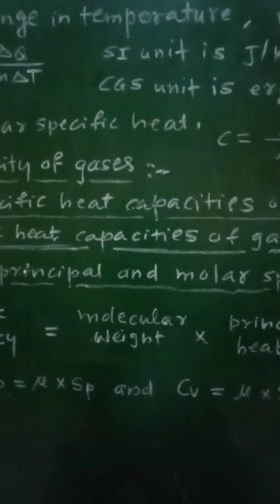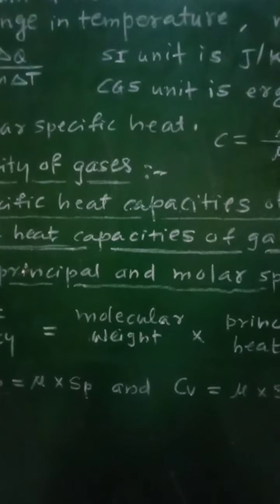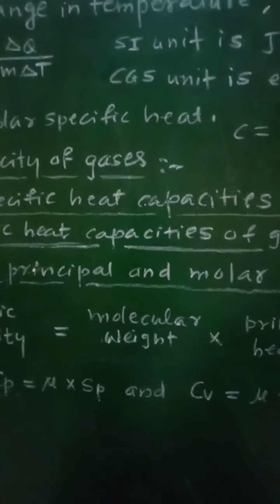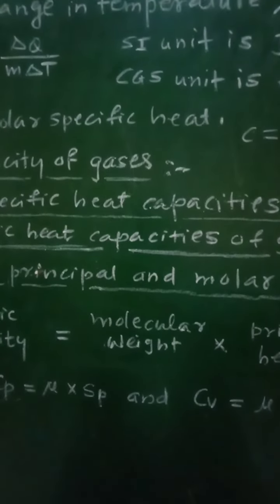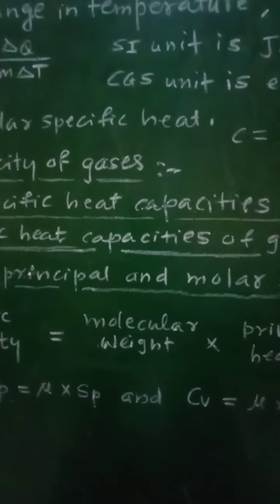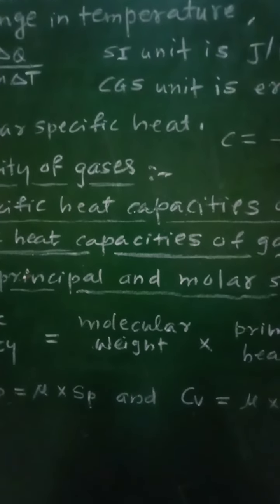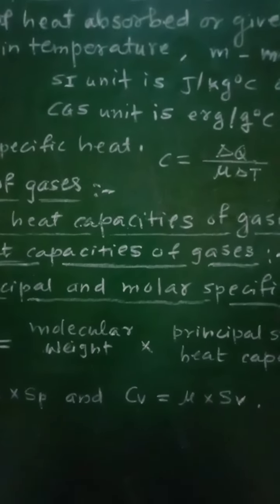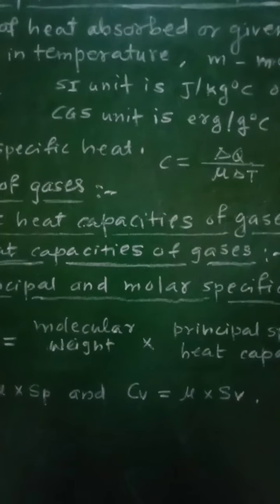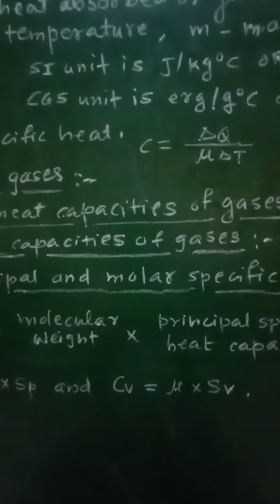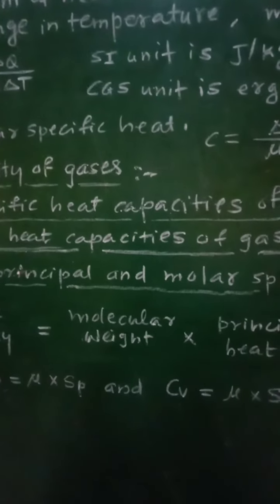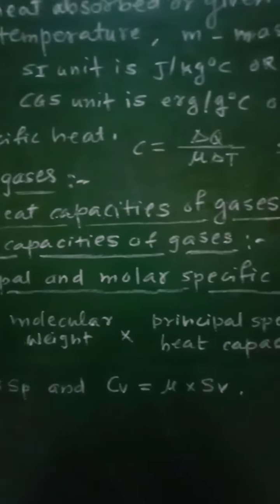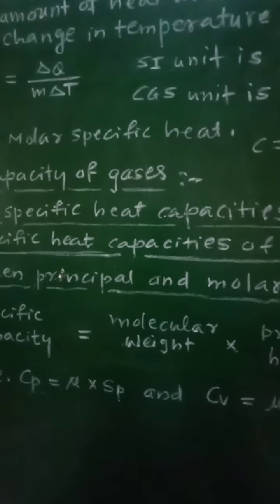On the other hand, the principal specific heat capacity of a gas at constant pressure, that is Sp, is defined as the quantity of heat absorbed or released for the rise or fall of temperature by unit mass of gas through 1 degree Celsius or 1 Kelvin when its pressure is kept constant.